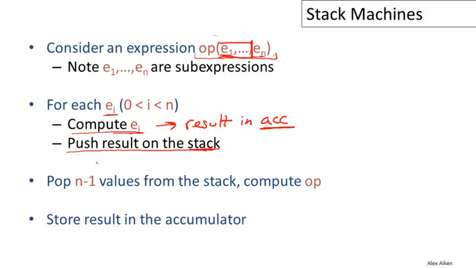For the last one, e_n, we just evaluate. We don't push the result on the stack. That just means that the result is left in the accumulator. So now we have one of the arguments of op in the accumulator, the last one we evaluated, and the other n-1 are on the top of the portion of the stack that's in memory. Then all we have to do is pop n-1 values from the stack, compute op using those n-1 values plus the value in the accumulator, and store the result back into the accumulator. That's the general strategy for evaluating an expression using a stack machine.